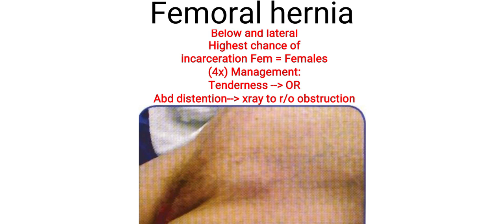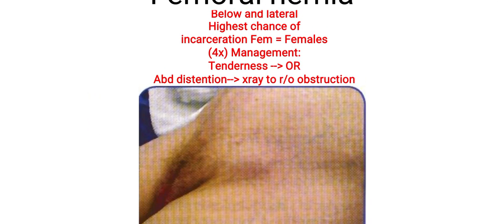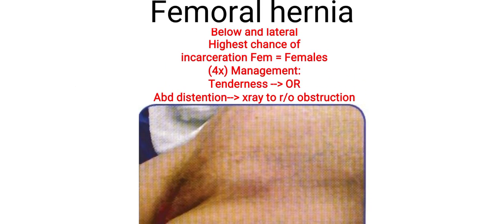If in a scenario showing this picture tenderness is there, then we have to go urgently to the operative room, for surgery. If only abdominal distension is there, then an x-ray should be done. For example, they have given in this scenario that there is no tenderness, but abdominal distension is there, so we have to go for the x-ray to rule out obstruction first. So this is the picture of the left femoral hernia.